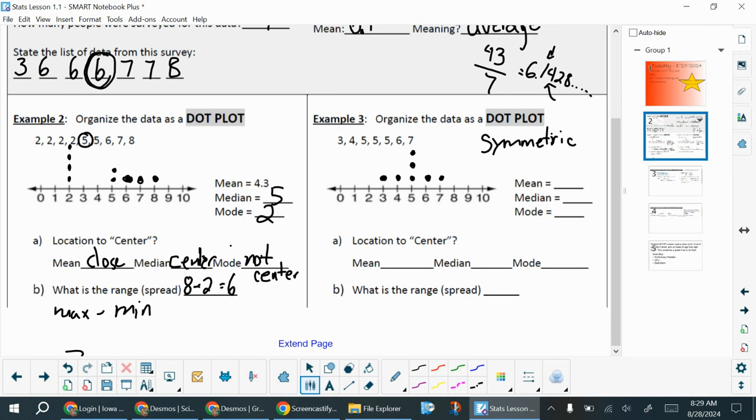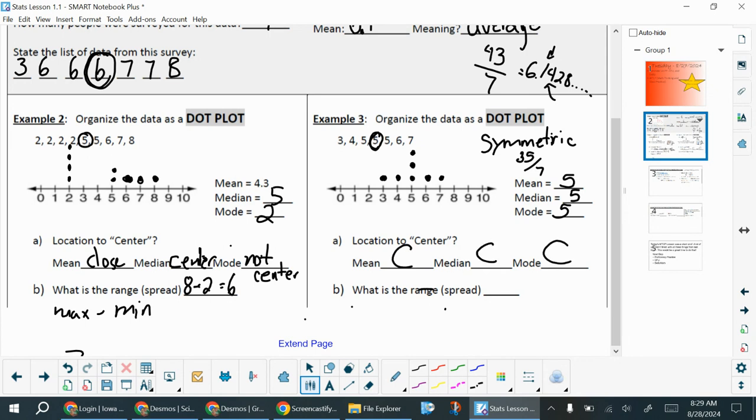Now when we have a symmetric graph, you're going to notice something interesting about the mean, the median, and the mode. So if I go ahead and find the mean, remember I'm going to add up all my numbers. They add up to 35. You can use a calculator if you need to. And there are 7 numbers, which means the mean is 5. If I look at my median, the number right in the middle, well, that's 5. If I look at my mode, that's 5. And so all of these numbers are the same.